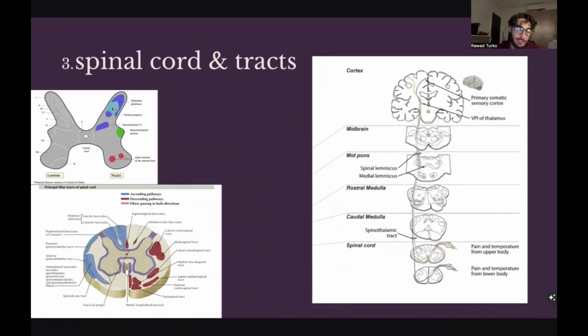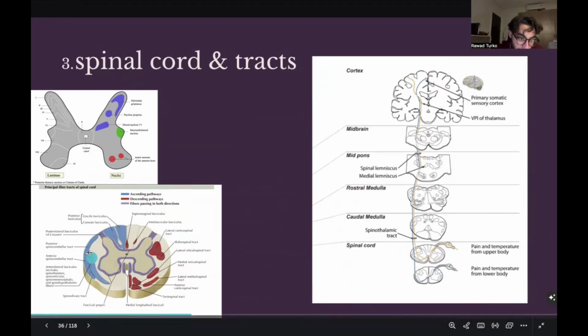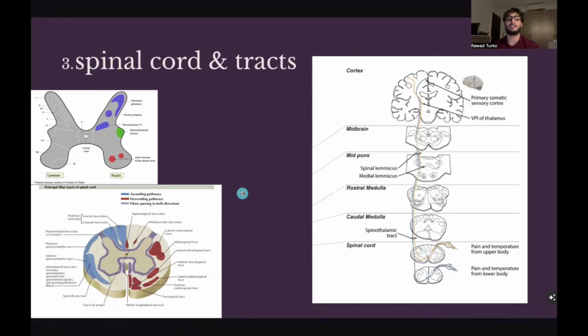And again, this is what we talked about here, the nucleus proprius and the substantia gelatinosa. This is where those fibers are synapsing. And this is your spinothalamic tract, all of that here, the anterolateral fasciculus. Some people call the spinothalamic tract the anterolateral fasciculus, or ALS for short. But for our case, you could just remember it as the spinothalamic tract.